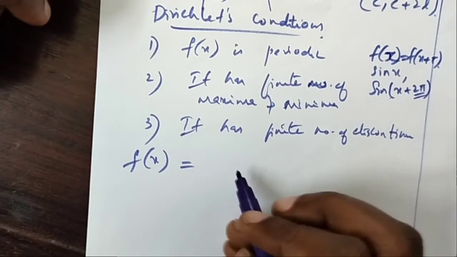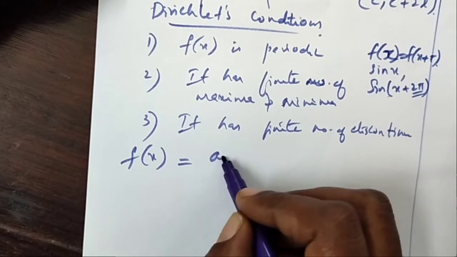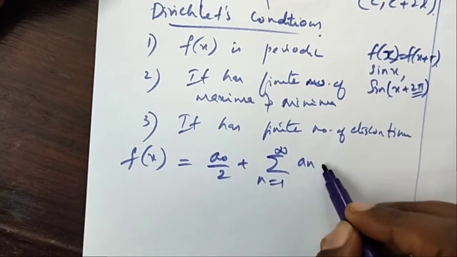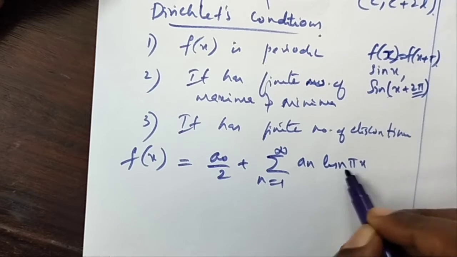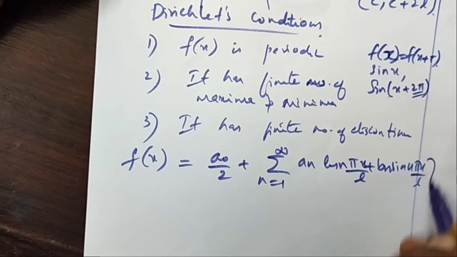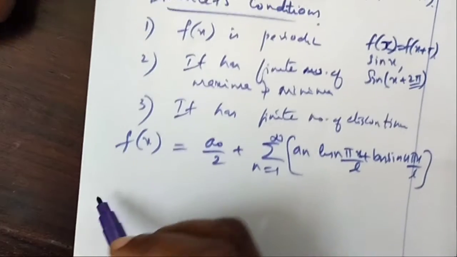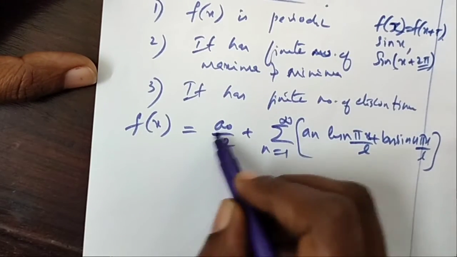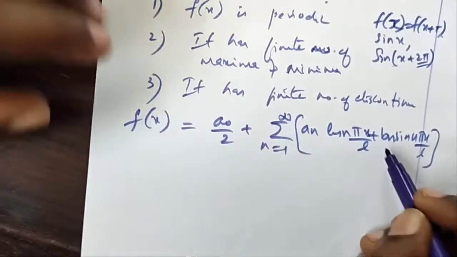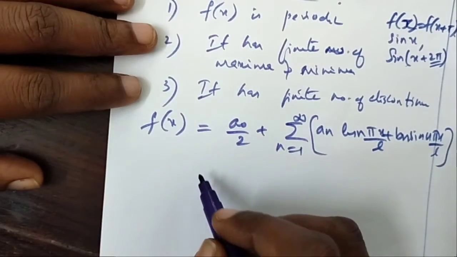So what's the Fourier series representation? It is a0 by 2 plus sigma n from 1 to infinity an cos n pi x by l plus bn sin n pi x by l. So this is the Fourier series representation of f of x. That is, a0 by 2 plus sigma n from 1 to infinity an cos n pi x by l plus bn sin n pi x by l.